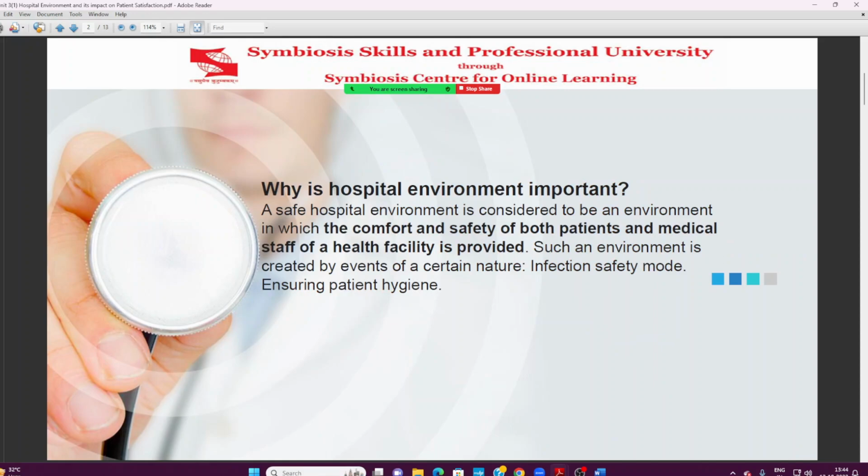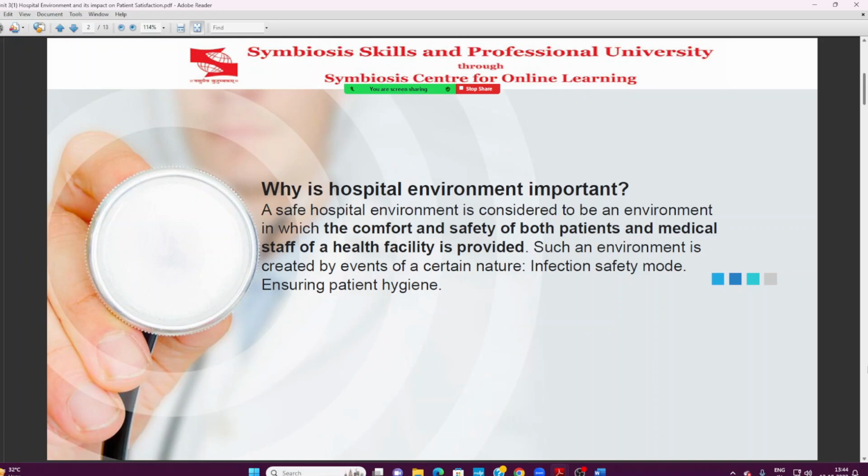Now, what is hospital environment? We have already seen it. What are the attributes we have seen? It includes the building itself. It includes the reception. It includes the patient room, right? It includes the consultancy cabin where the doctor will check the patient. So, lots of factors. It includes the ambience also, inside and outside the hospital. And if it is maintained properly, if certain rules and regulations and standards are followed, then this is going to have an impact on patient satisfaction.